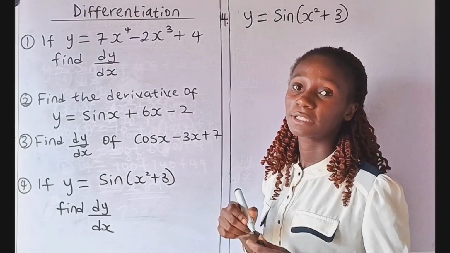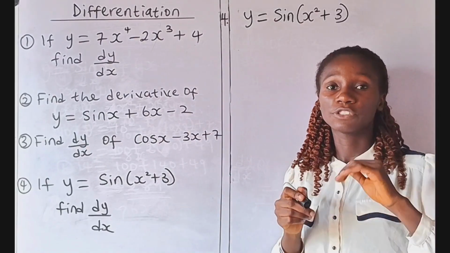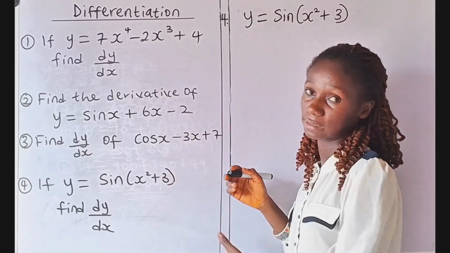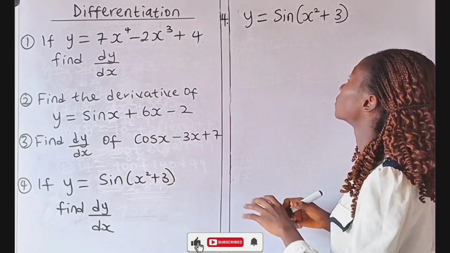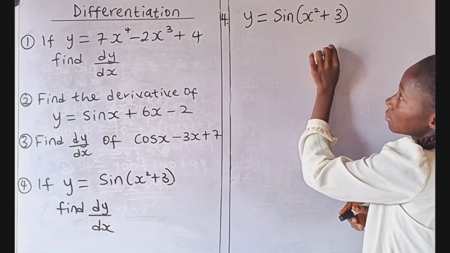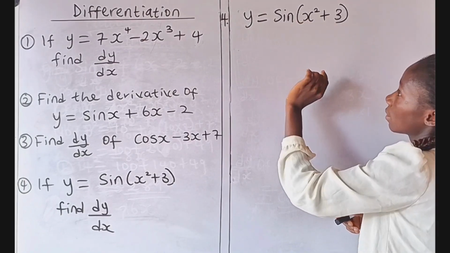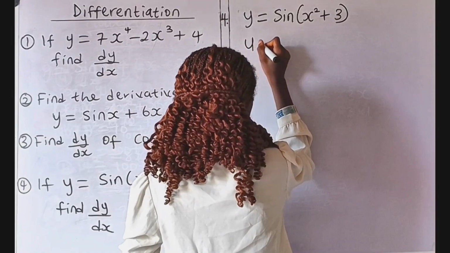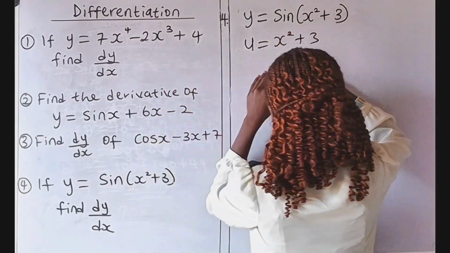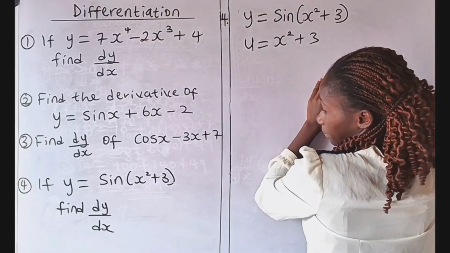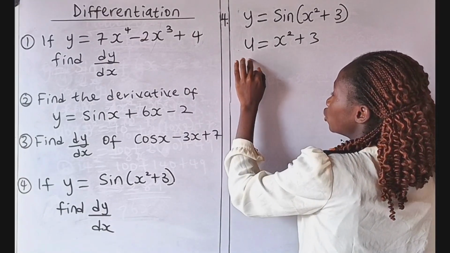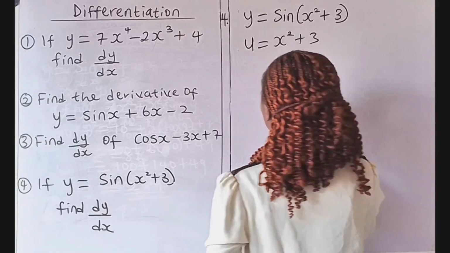There is something I always like doing. I don't know if you have heard of chain rule before. This is a method used in solving differentiation problems like this. So this is what we are going to do. We simply break this into two forms. Let's call it u, and as we are taking this x squared plus 3, let u be equal to x squared plus 3.